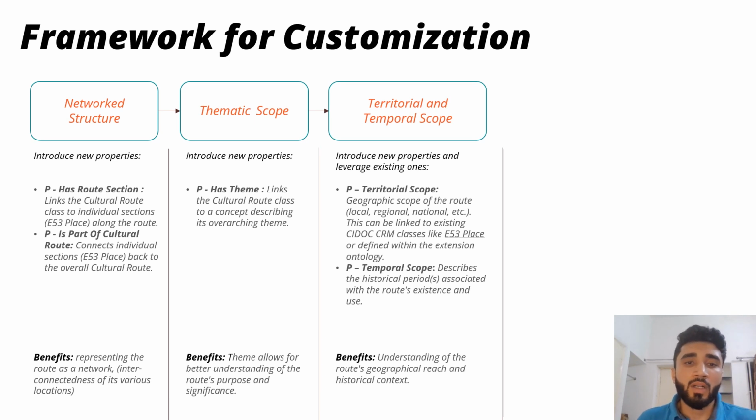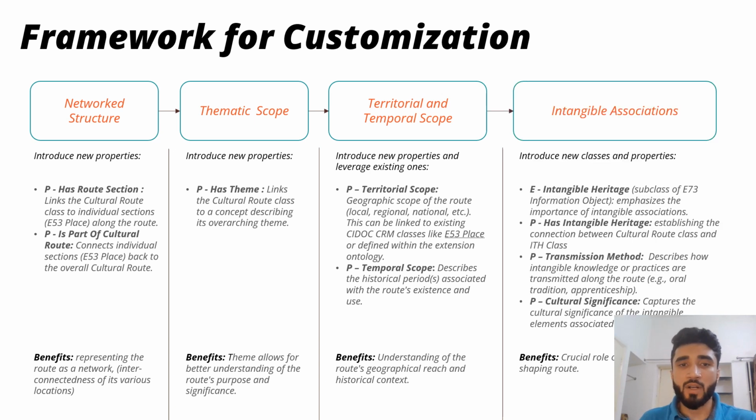So to represent the territorial and temporal scope of the cultural route, new properties were introduced to leverage existing ones. So territorial scope, which is a property, was introduced to describe the geographic scope of the route. This can be linked to existing CIDOC CRM classes like E53 Place or defined within the existing ontology. Then the temporal scope, which is a class, was introduced to describe the historical period associated with the route's existence and use. Then these can use the existing properties.